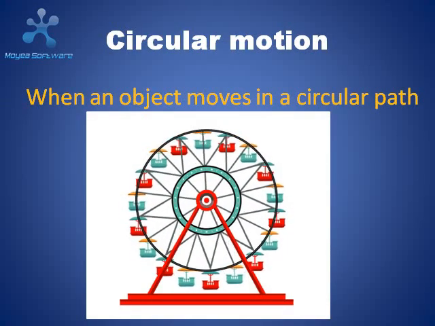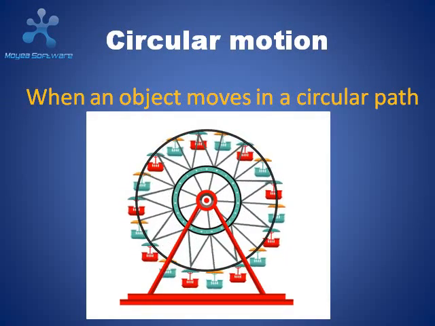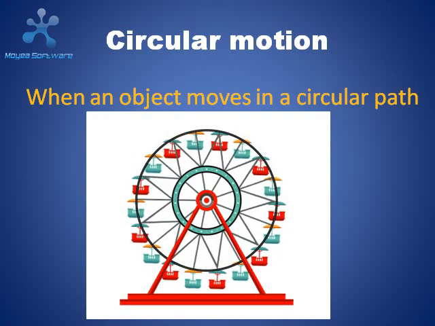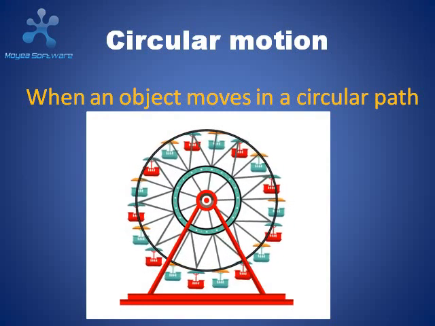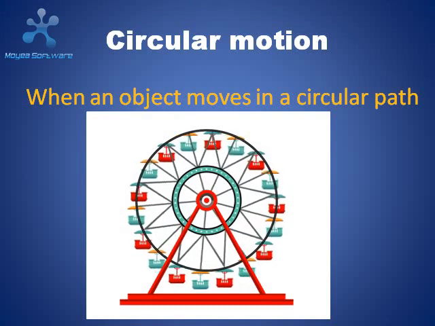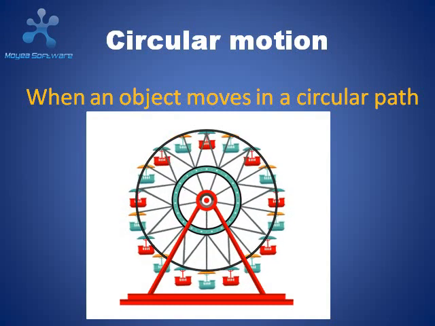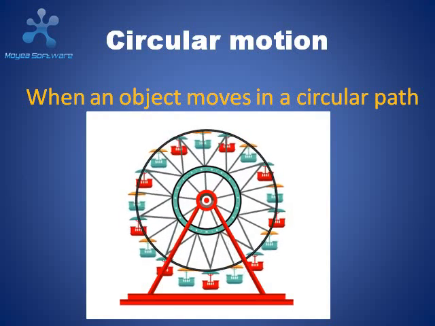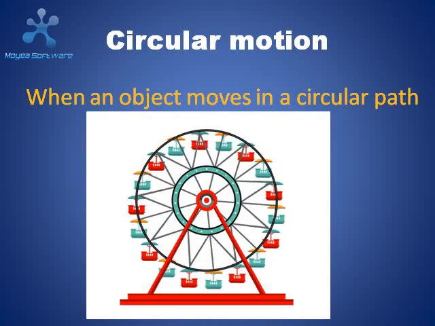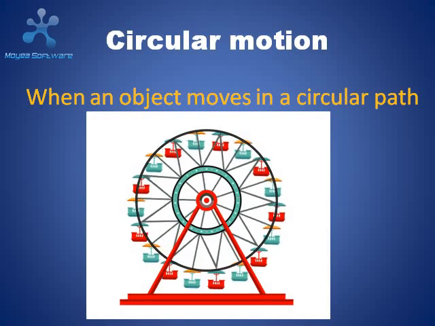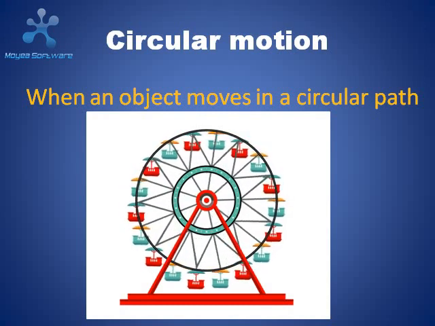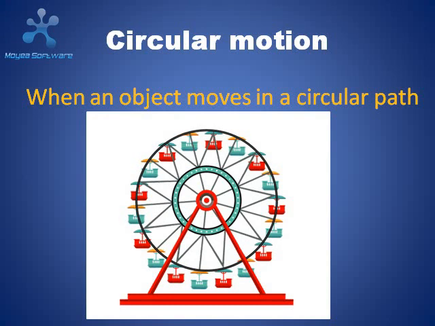Circular motion. When an object moves in a circular path, it is known as circular motion. The common example for circular motion is the Ferris or the giant wheel. You might have seen them in some fairs. Here you can see that it rotates in a circular path. Hence it is known as circular motion.